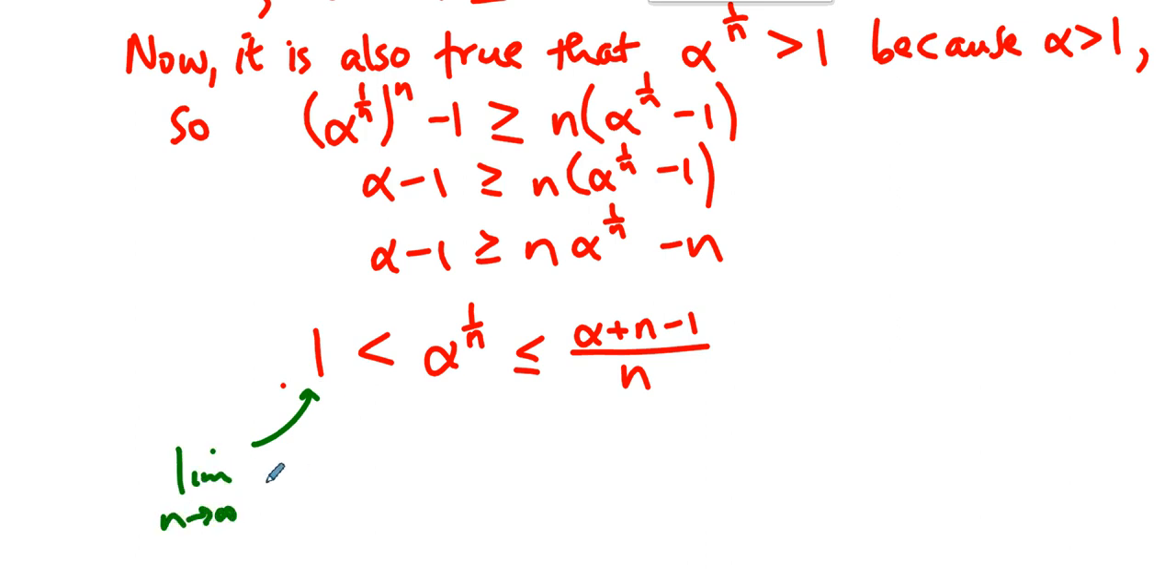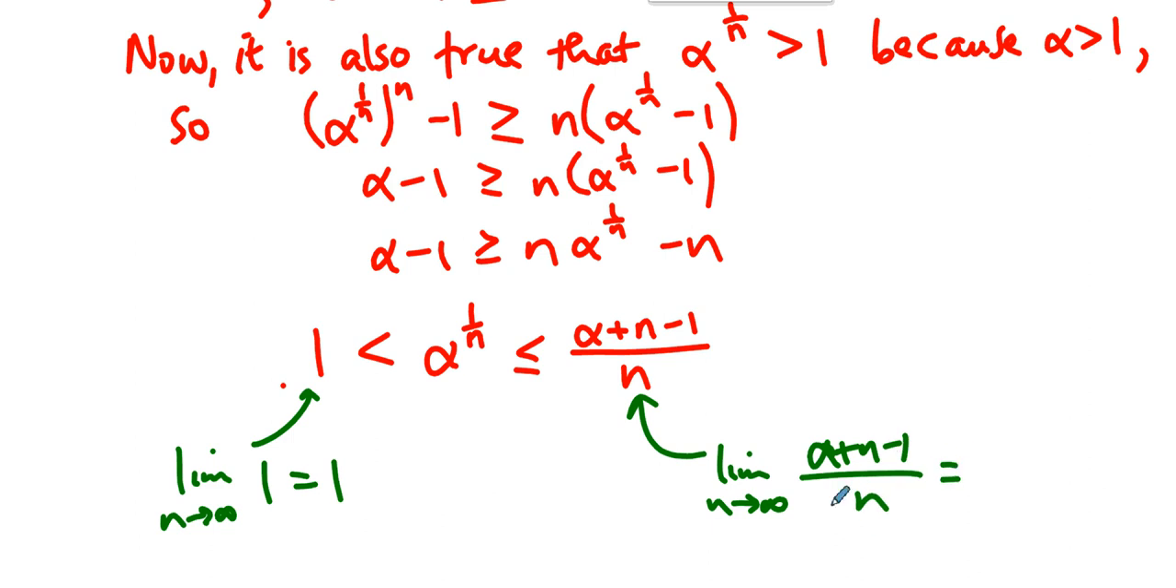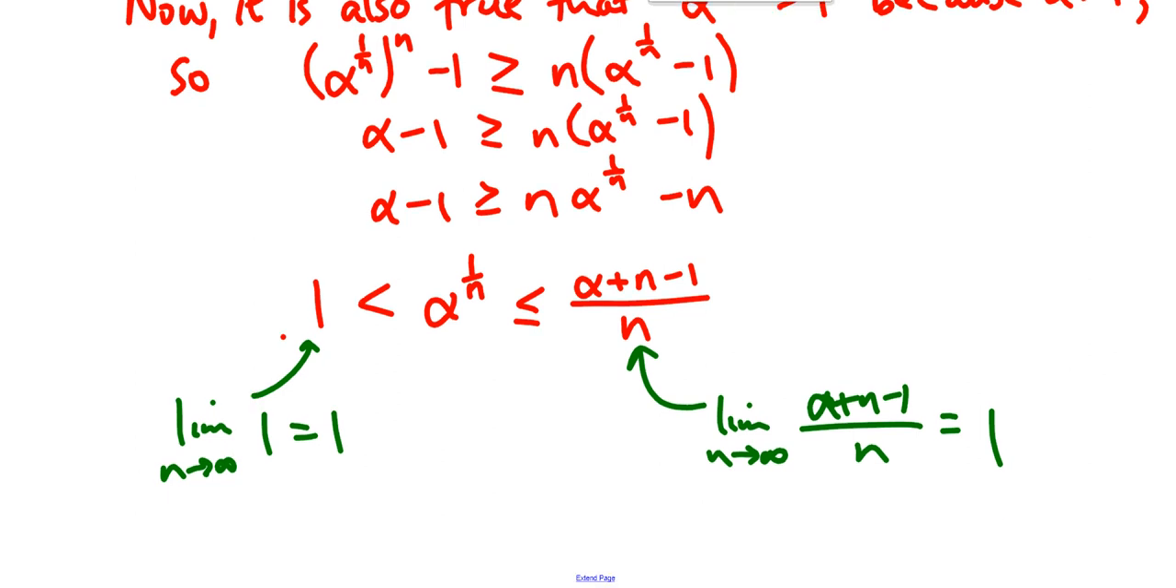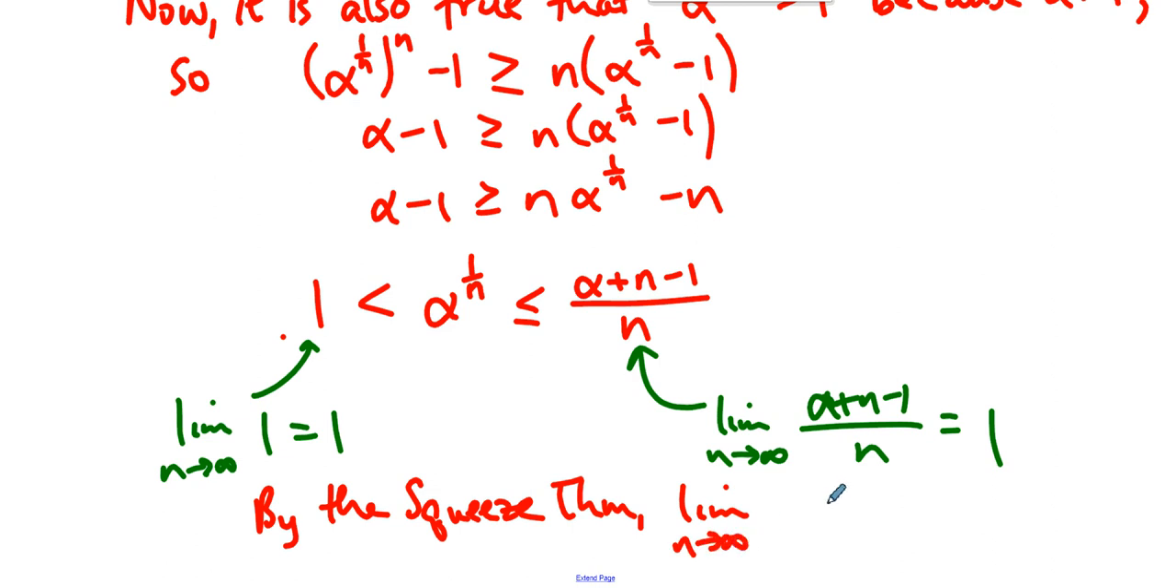As n goes to infinity, what happens to this? Alpha is a fixed number, so as n goes to infinity, that's a fixed number, that's a fixed number, that's n, that's n. That goes to 1. So, by the squeeze theorem, the limit as n goes to infinity of alpha to the 1 over n is 1.